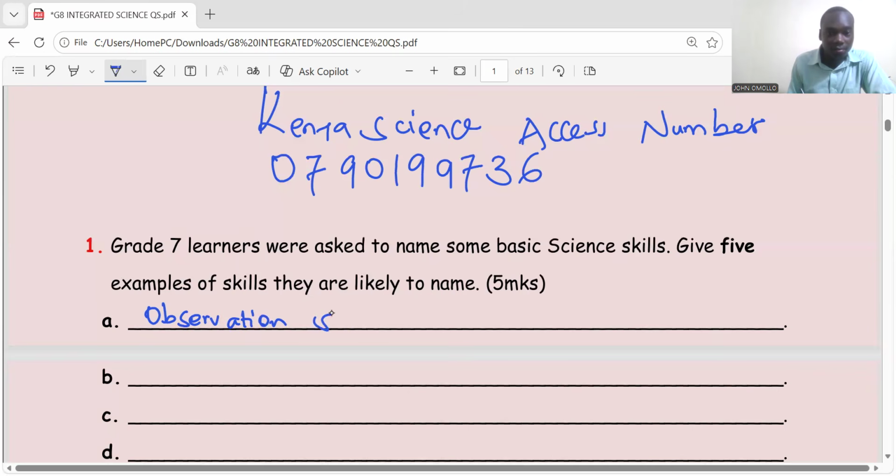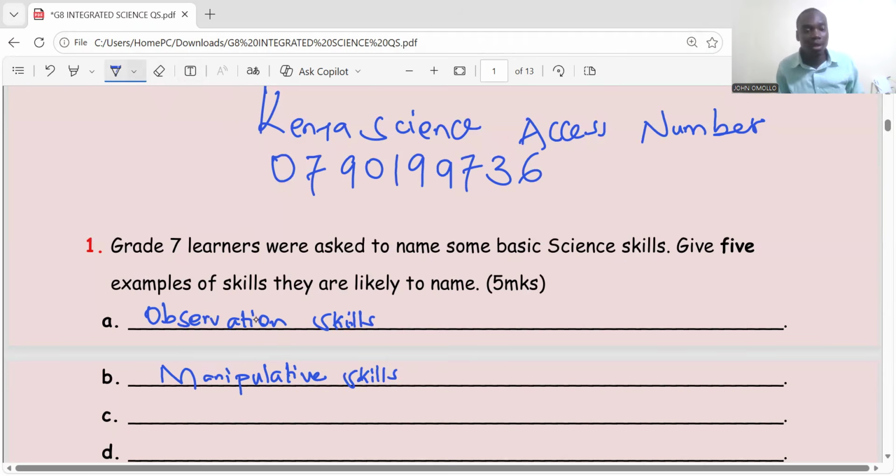Observation skills. Number 2, manipulative skills. Manipulative. Always check the spellings. That is another key area that you as a learner need to put more effort on. Make sure that the spellings are correct. Number 3, we have measuring skills or measurement. Measuring skills.